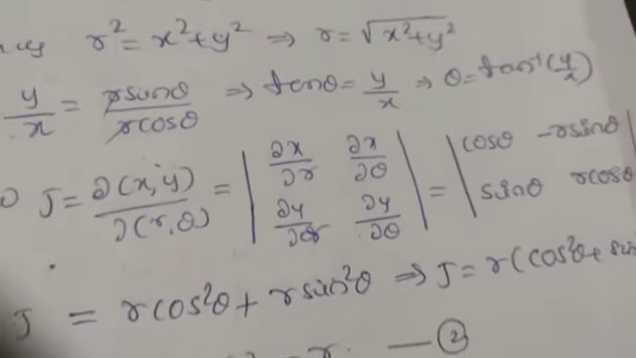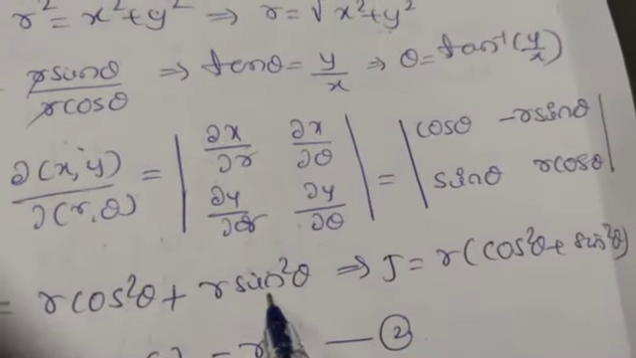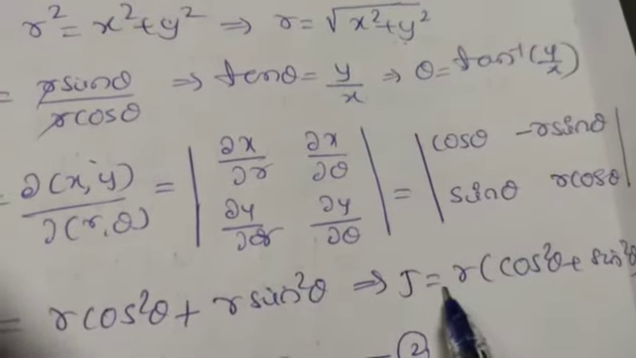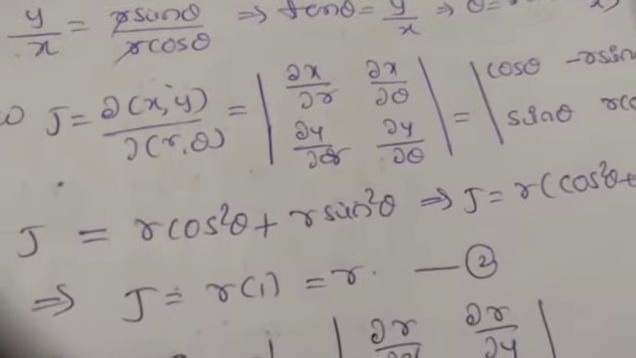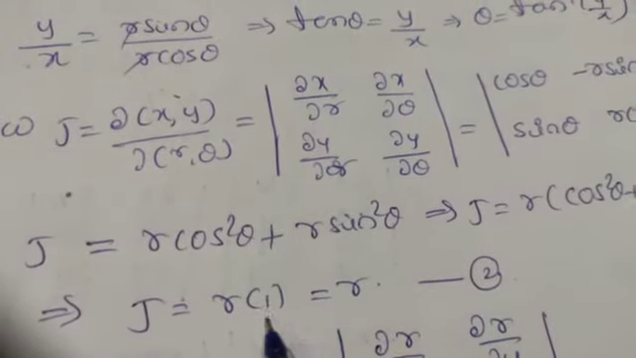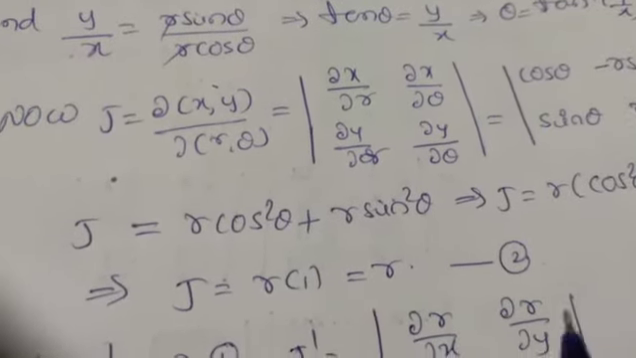So let us expand this. After expanding you will get r cos² θ + r sin² θ. This implies J is equal to, taking r common, cos² + sin², so J is equal to r into 1, which is equal to r. Take this as equation number 2.